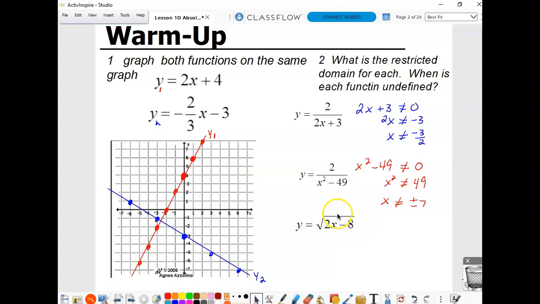We are allowed to take square roots of positive numbers right now, and we are allowed to take square roots of 0. The question of square root is what number multiplied by itself equals whatever's under the radical sign. So if I'm looking for the square root of 9, what number multiplied by itself equals 9? So the answer would be 3 or -3.